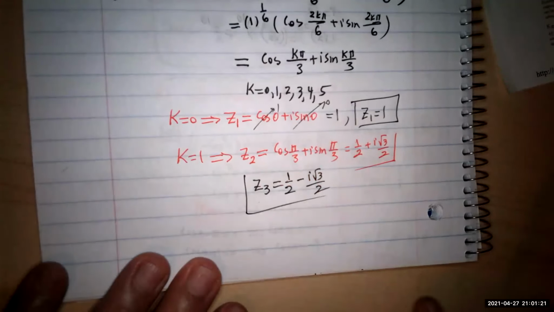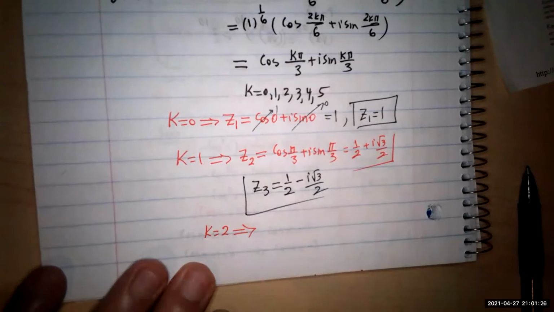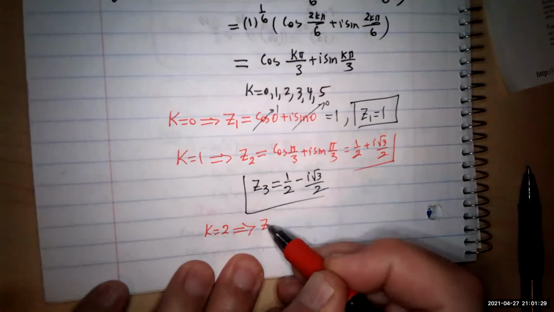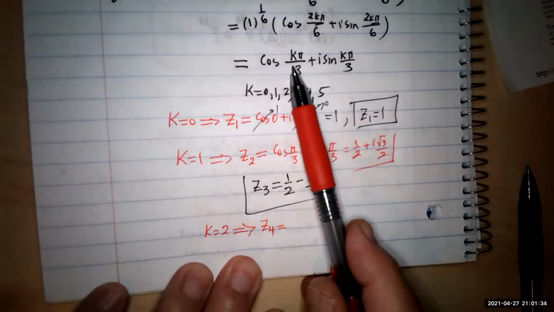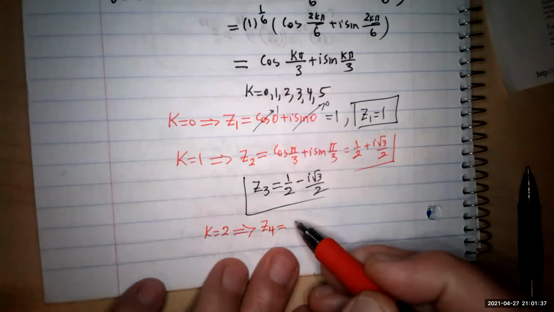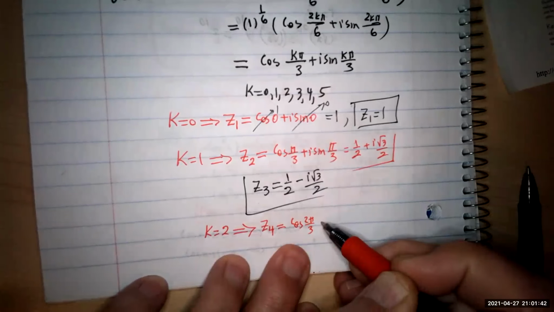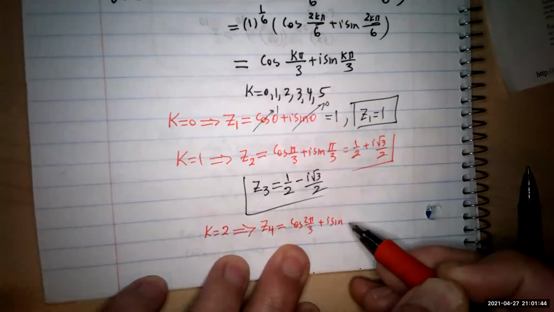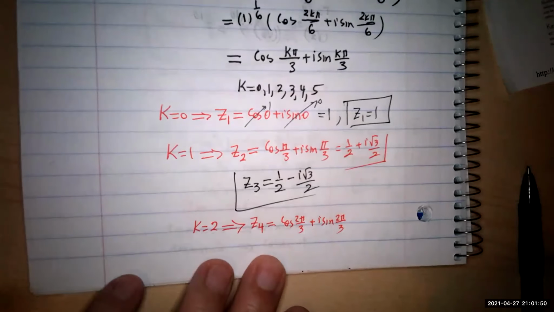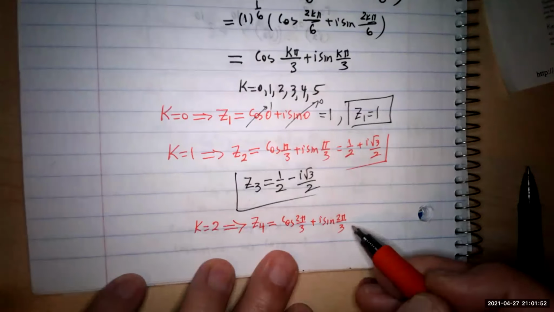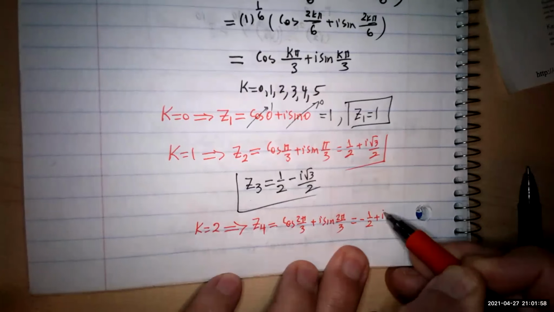You need to continue. You need 3 more. k equal to 2. So what are we going to get? You get z4, k equal to 2. You put it over here, you see. That gives you cosine of 2 pi/3 plus i sine of 2 pi/3. Okay, 2 pi/3, 120 degrees. So the cosine is negative, they give you negative 1/2 plus i radical 3/2.